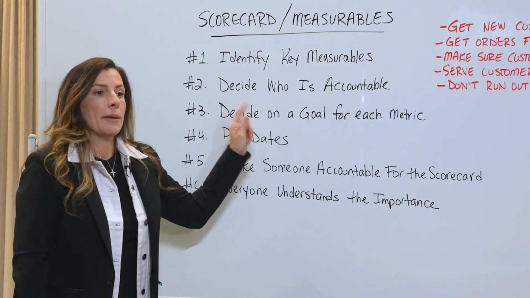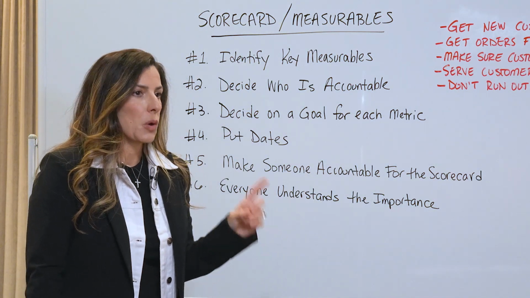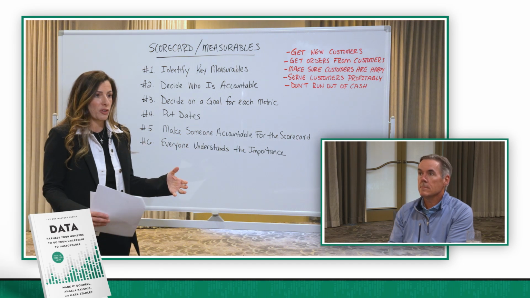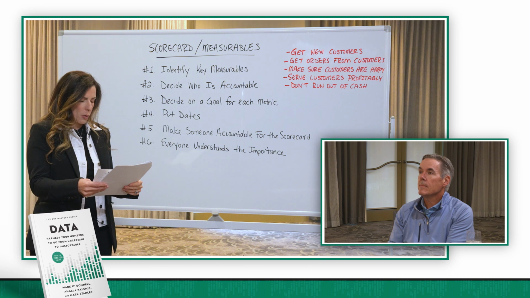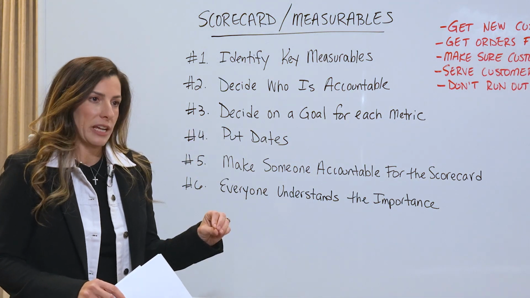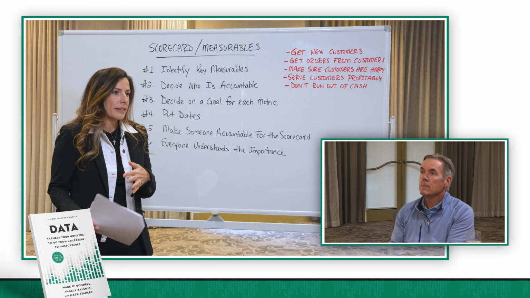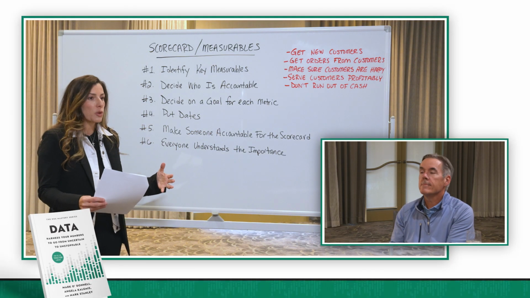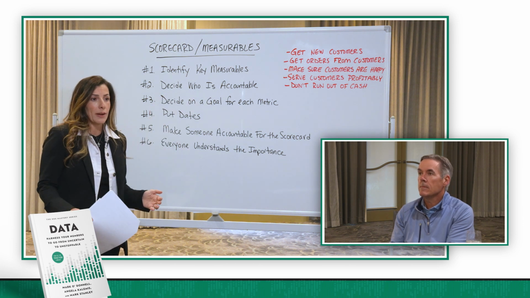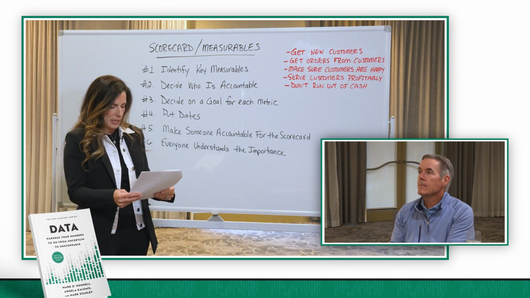Step 2 is deciding who is accountable for each one of these measurables. One person should own each one. They should have clarity on what their role is, and they should be able to report on it each week. So step 3 is deciding on a goal for each metric. They could be greater than, equal to, less than, really just understanding what the goal should be for each one of these drivers so that you know that you've had a great week or a bad week, or it's identified some problems in your business that you need to look a little deeper.